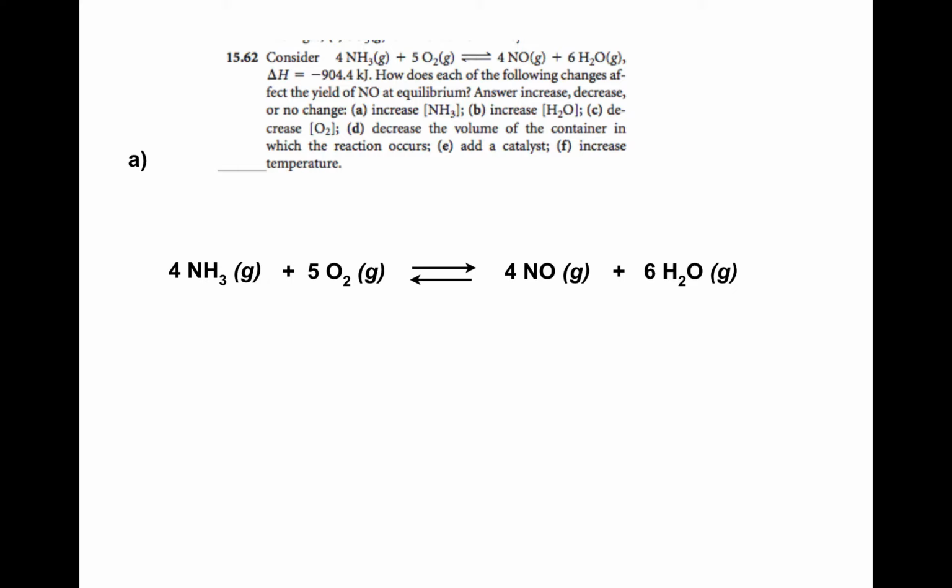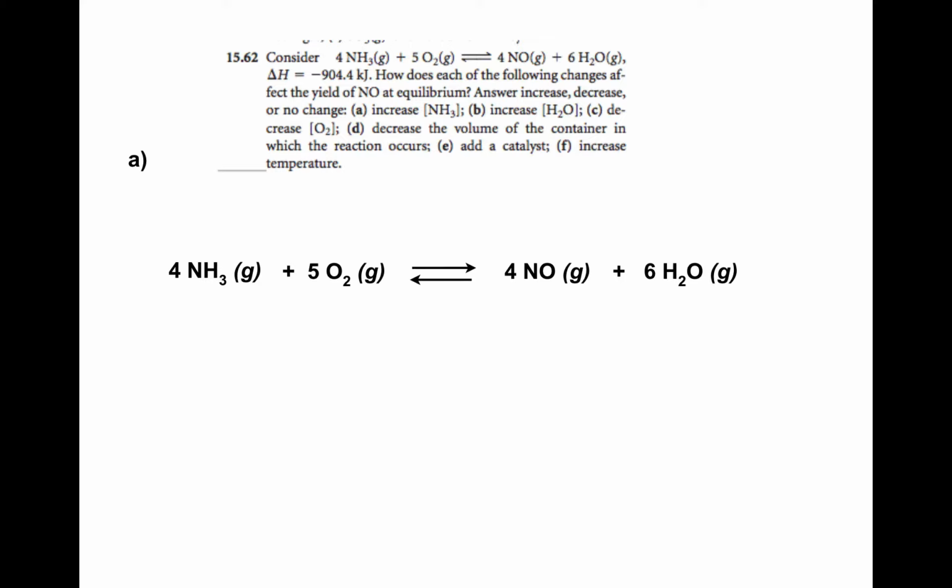All right, consider ammonia reacting with oxygen to form nitrogen monoxide and water. This is an exothermic reaction with a release of 904.4 kilojoules. How does each of the following changes affect the yield of nitrogen monoxide at equilibrium? Answer: increase, decrease, or no change.